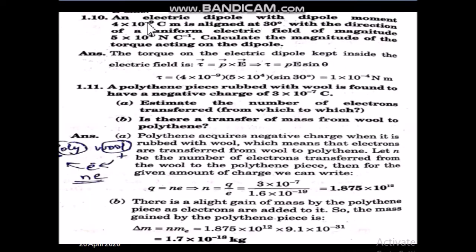In question number 10, it is written, an electric dipole with dipole moment P is aligned at 30 degrees with the direction of a uniform field E of this value. Calculate torque. So the torque formula we have already derived in the last sheet. So torque is PE sin theta. P is also given, dipole moment. E means electric field, given, and sin theta, theta is given, 30 degrees.